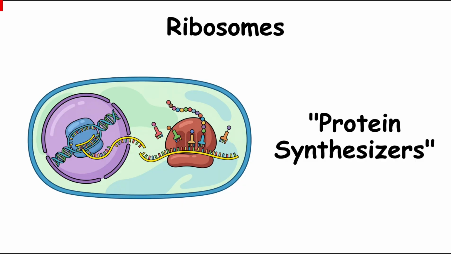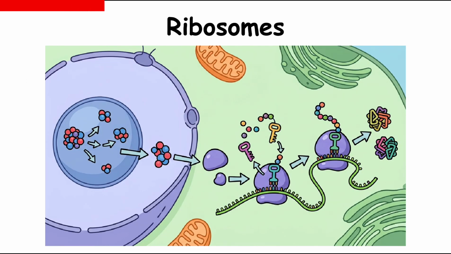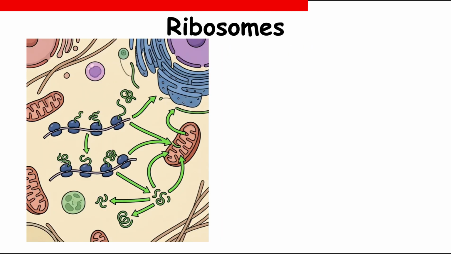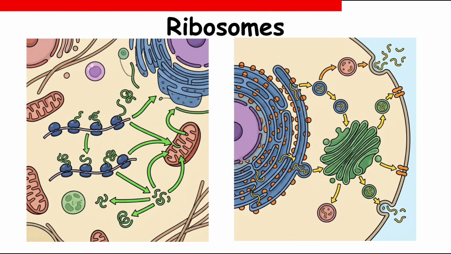Ribosomes. Ribosomes are microscopic molecular machines that build proteins. They consist of ribosomal RNA and proteins and work by reading messenger RNA, which carries instructions copied from DNA. Ribosomes can float freely in the cytoplasm or attach to the rough endoplasmic reticulum. Free ribosomes generally make proteins used within the cell, while ribosomes attached to the rough endoplasmic reticulum make many proteins destined for membranes, organelles, or secretion outside the cell.